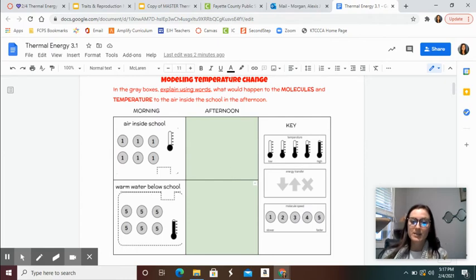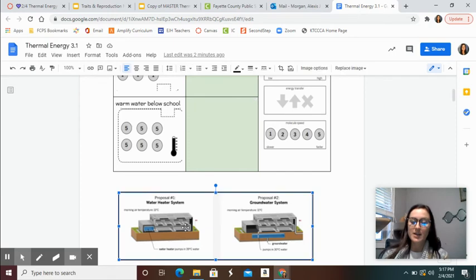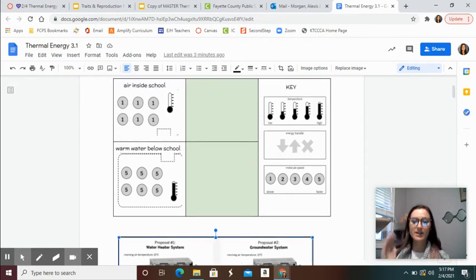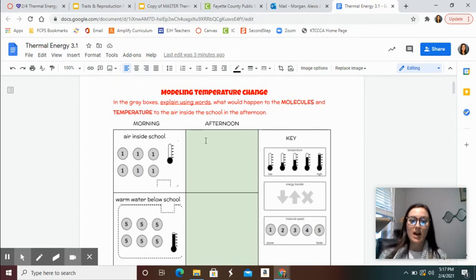Think about, and you can look at these pictures under here, if I were to take this hot water and snake it through all these pipes in the school, what would happen to the air? Think about our heat transfer from hot to cold. If the hot water is going through the pipes and I have cold air around it, that cold air is going to attract that heat, and it's going to want that energy that those pipes are bringing through with that hot water. So I want you to describe here, how are the molecules going to move?